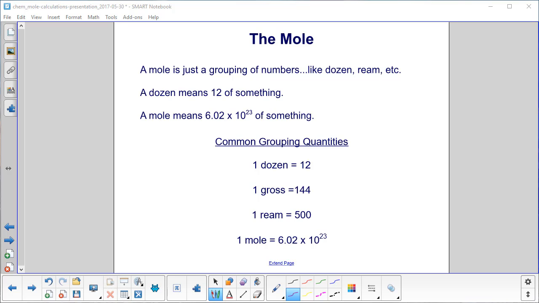It's just a grouping of numbers, like dozen, ream, etc. A dozen means 12 of something. A mole means 6.02 × 10²³ of something. So here's just a couple other quantities to make you feel more comfortable. Dozen is 12, gross is 144. A ream is 500. When you buy paper for your printer, you get a ream. It's got 500 pages in it. And a mole, 500 sheets, 2 pages per sheet. So 100 pages, 500 sheets. And a mole is 6.02 × 10²³.